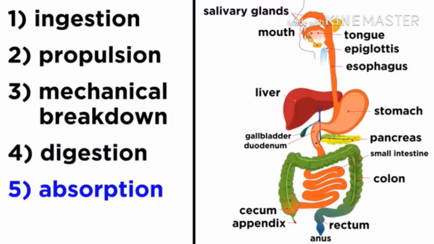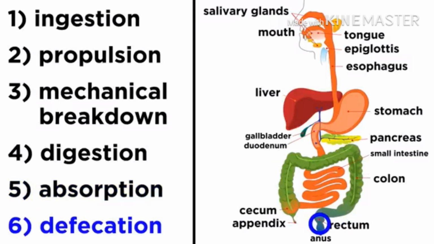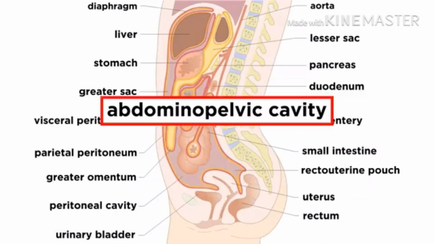Next is absorption. Absorption will occur where all of these nutrients pass through the intestinal lining into the blood and lymph. Finally is defecation. What is not absorbed by the body will be dealt with during defecation. So now, let's start by taking a closer look at the organs of this system.